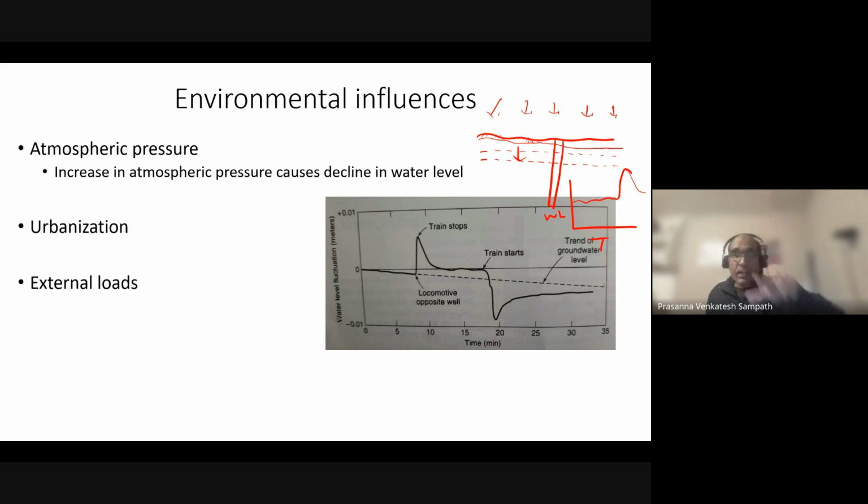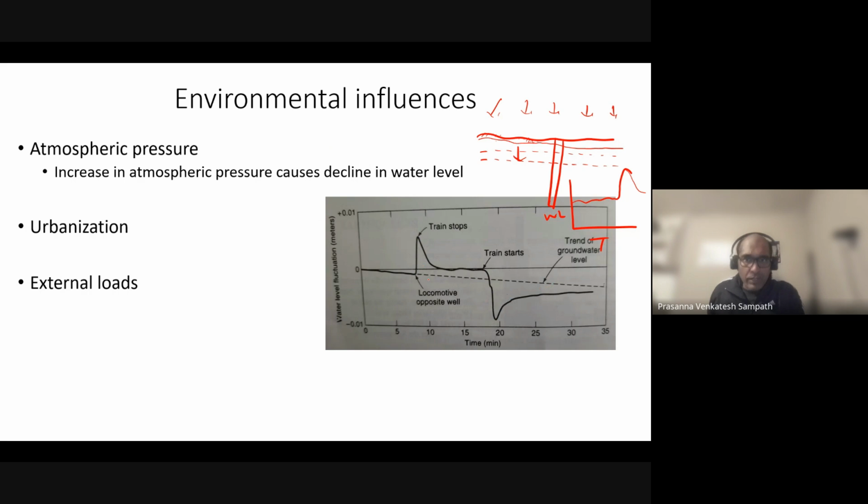And then when the train starts again, that load is released, then the water level actually drops. There's a decline in the pressure. So you can see at these 2 points, when the train stops, there's an increase in the water level. And then when the train starts, there's a sudden decline, and then it starts to go back to its original trend that was going down. In any case, there was a trend in the groundwater level.